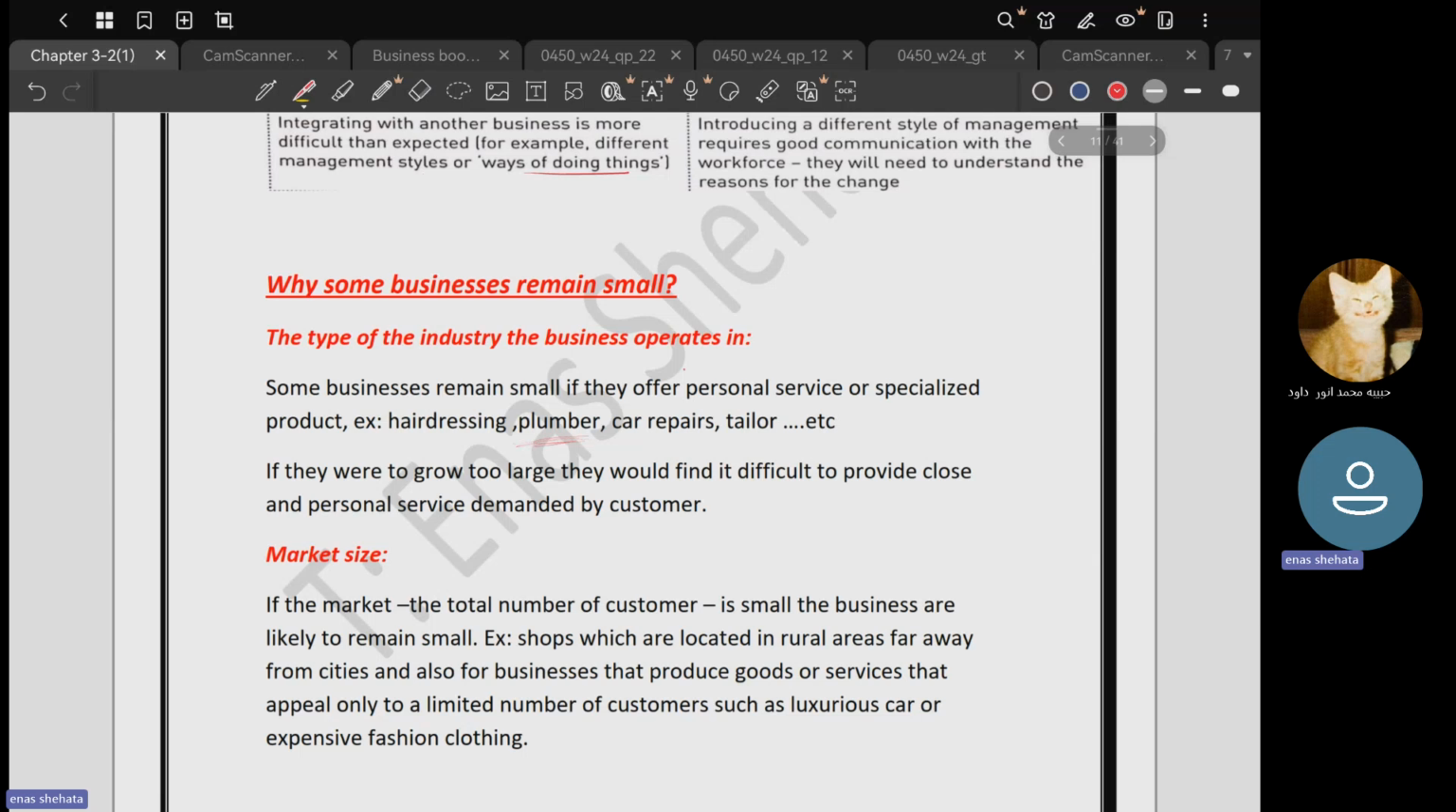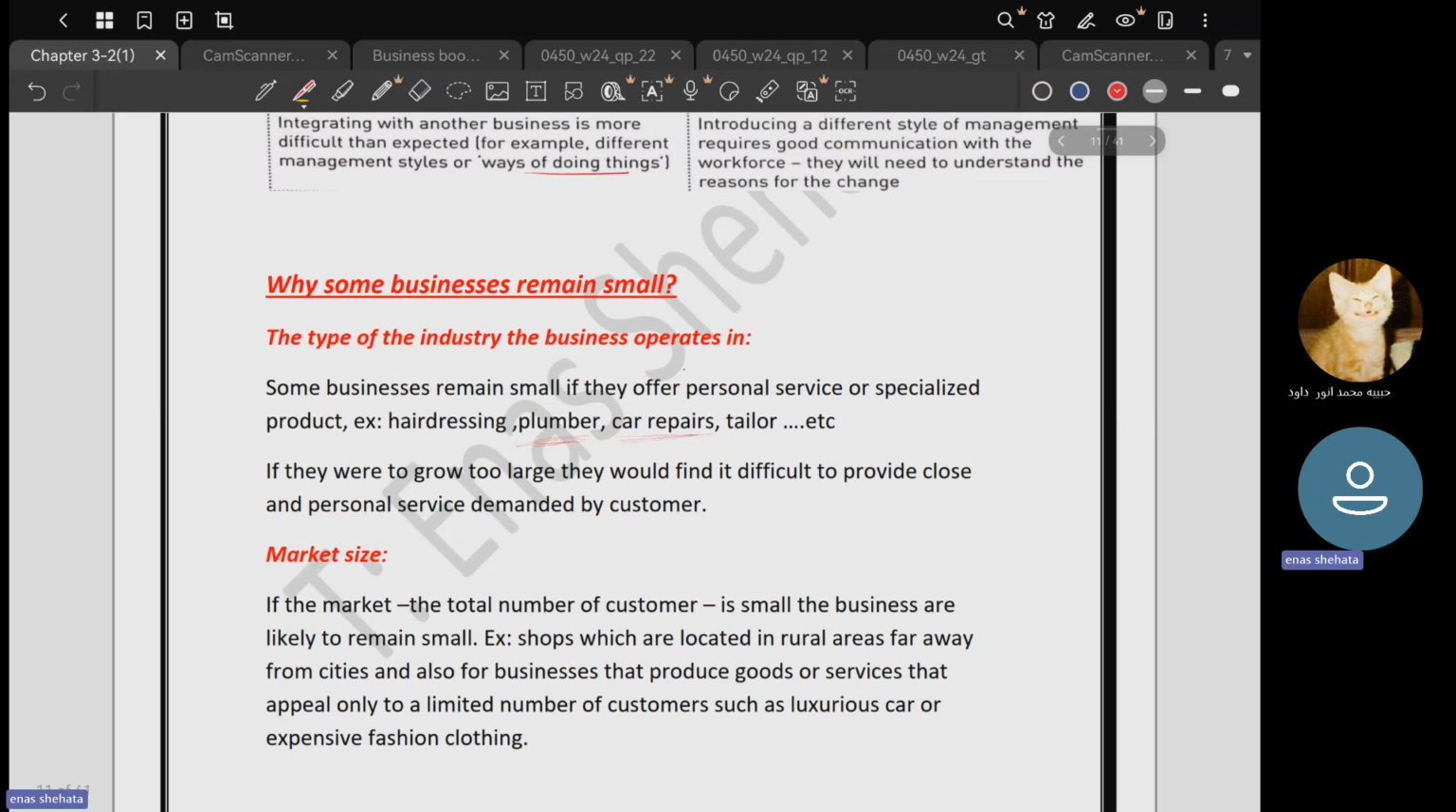Car repair or mechanics. He will work by himself. To open many branches, no need. Just one place and all customers will come to you in this place, or a tailor. So if you are providing a personal service, you cannot expand. Okay? So if they were to grow too large, they would find it difficult to provide the close and personal service demanded by customers.